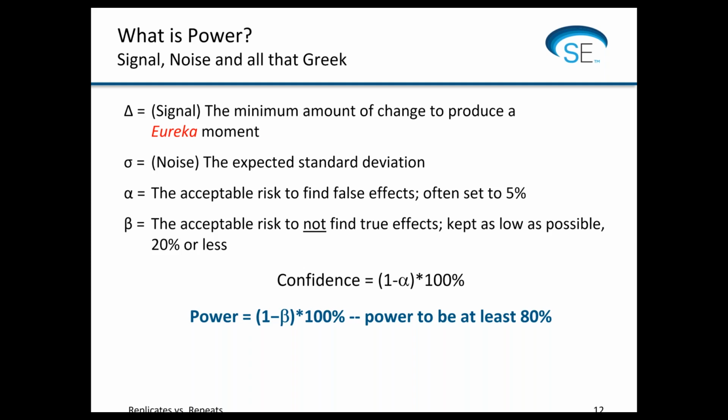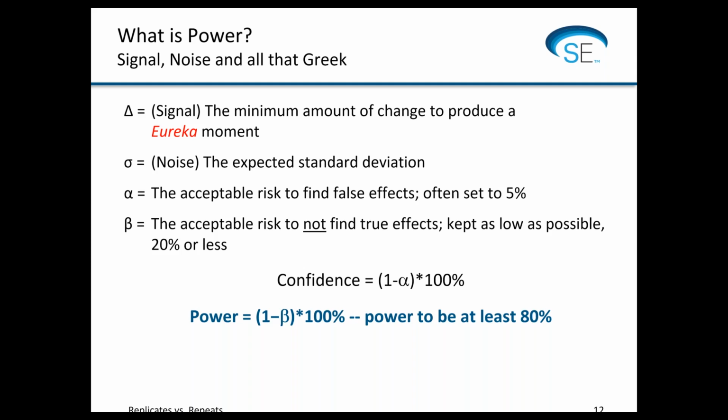Then you have to set the beta, the acceptable risk for not finding effects. So we often set that at 20%. That's where we come up with power of 80%. Because remember, confidence is 1 minus alpha. So when we talk about a 5% alpha risk, we say, well, we're 95% confident that effect is real.